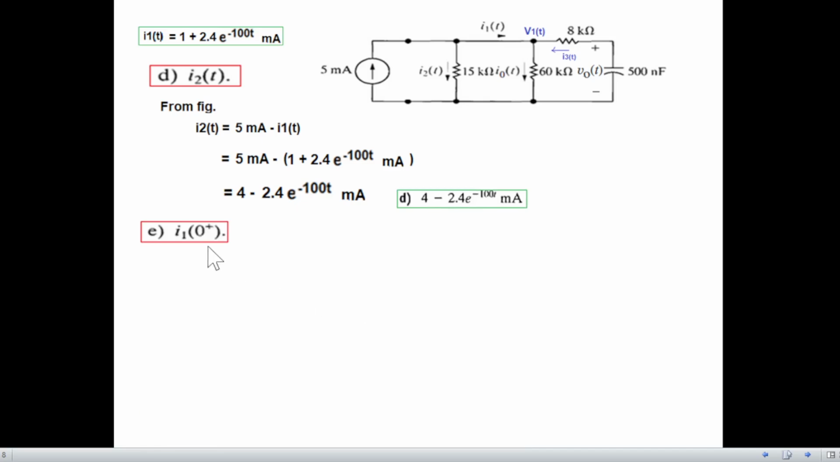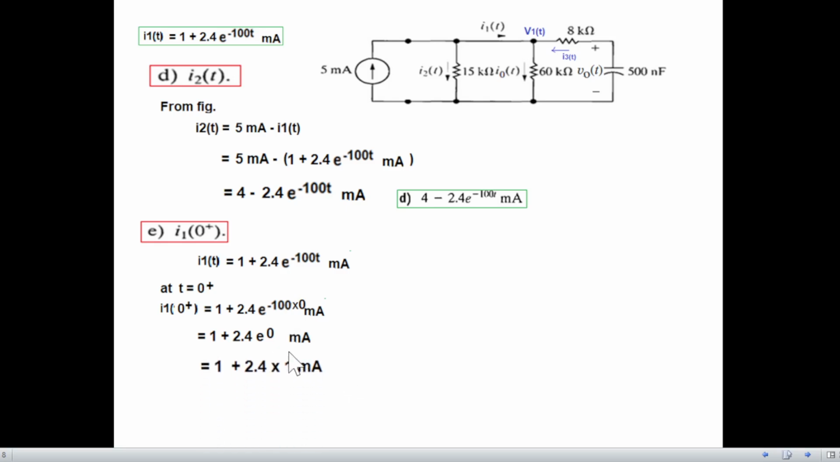And finally, we'll find I1(0). We know the value of I1, so we'll just put t equal to 0 here, and putting t equal to 0, we get I1(0), and this will be multiplied by e raised to the power 0, and we know e raised to the power 0 is 1. So finally the total answer will be 3.4 milliampere.